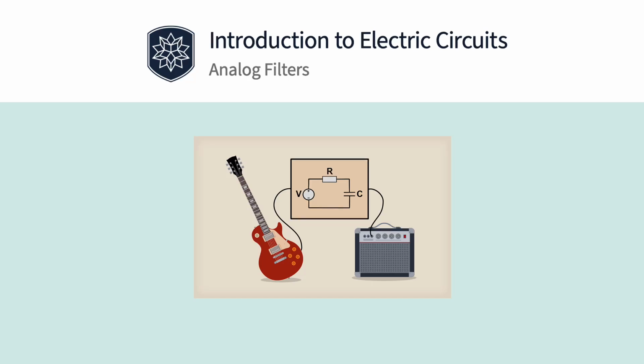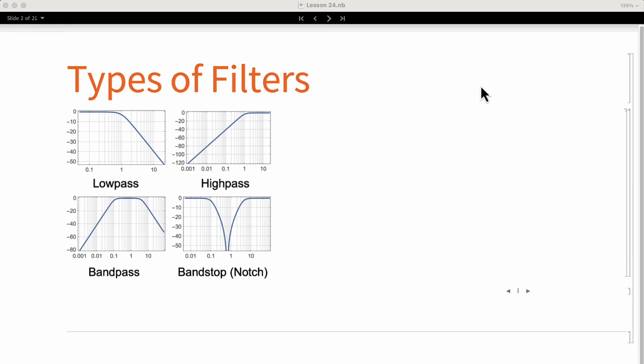In the previous lesson, we learned how to implement a simple low-pass filter. In this lesson, we will learn the process of designing more advanced filters built with op-amps. We will start by learning what are the different kinds of filters that we can create. In these plots, you can see the frequency response of different filters.